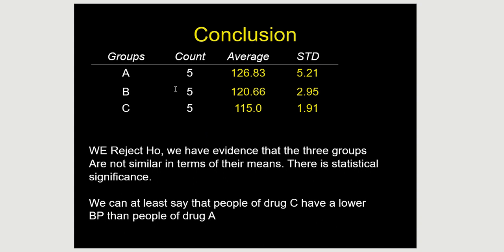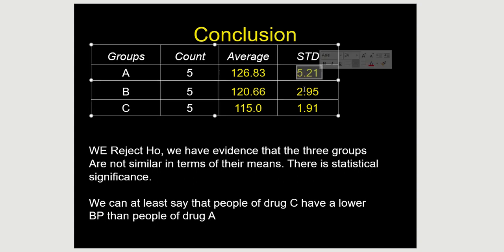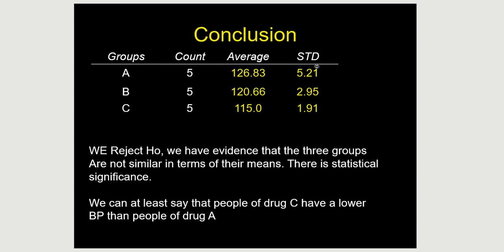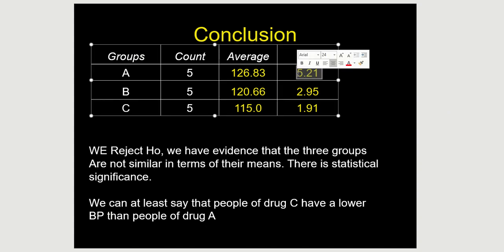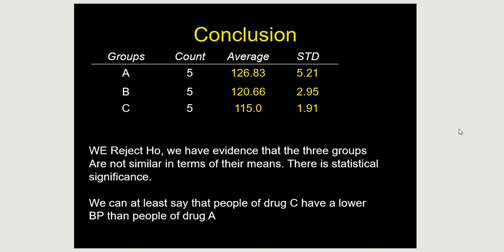Okay, now notice here I'm summarizing the data. I'm showing the averages per group and I'm showing the standard deviation per group. Remember, these standard deviations, you can use them to calculate the sum of squares within. If you take 5.21, you square it and you multiply by 4, it gives you the sum of squares within A. You do the same thing for B, you do the same thing for C. You add them up, you get the sum of squares within.